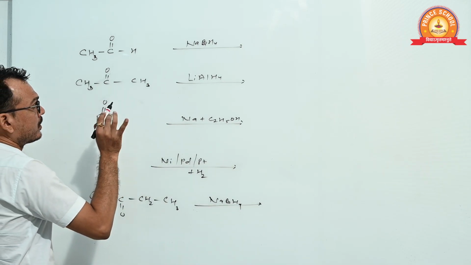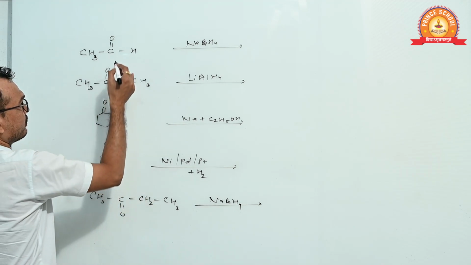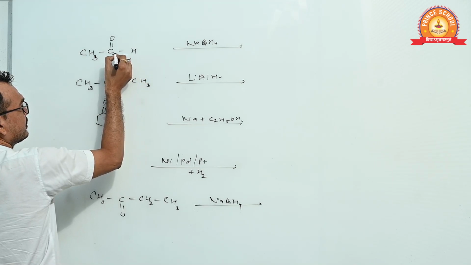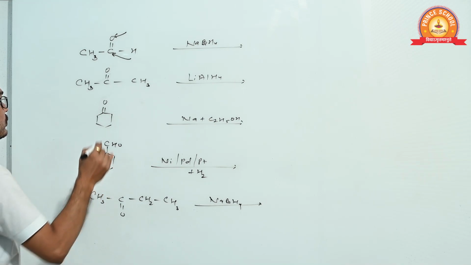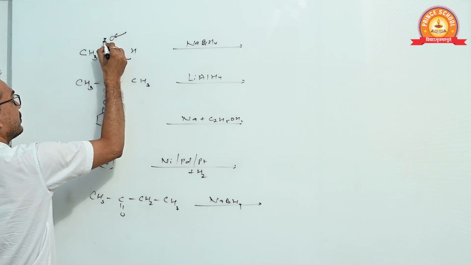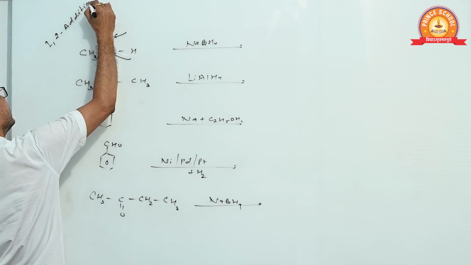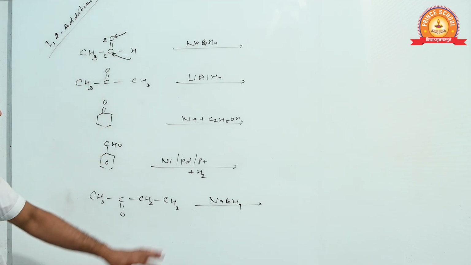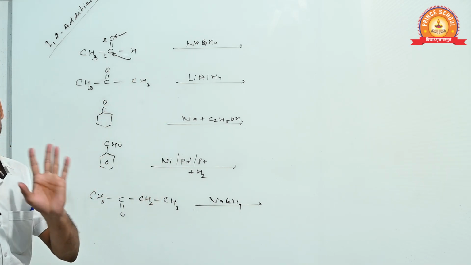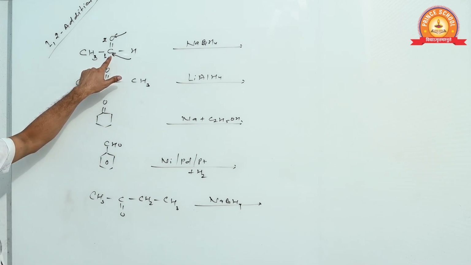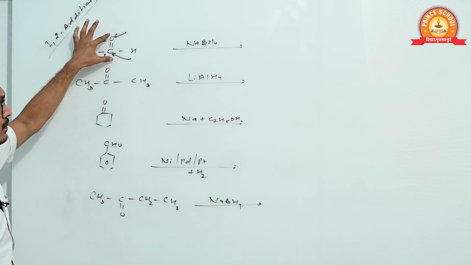Clear? For the reduction of carbonyl compound, we require two hydrogen atoms. One hydrogen atom attaches to this carbon and one hydrogen atom attaches to the oxygen atom. So we can say the addition of hydrogen is a 1-2 addition. It means in all types of examples we require only two hydrogens, one attached to the carbon atom and the other to the oxygen atom. Both are added across the double bond.